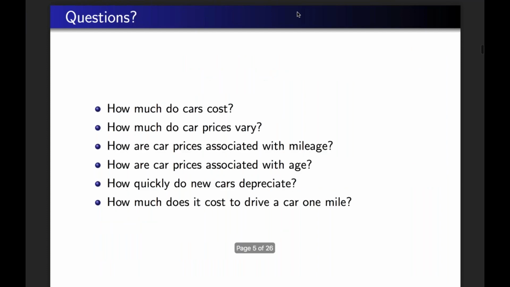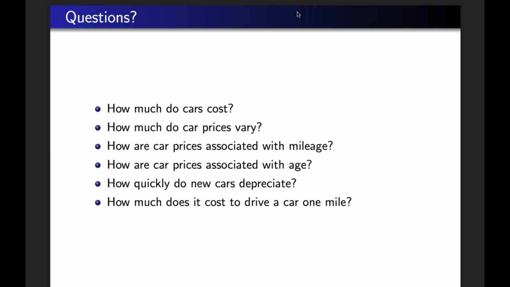And this immediately raises questions that I think are of interest to students. To begin with, how much do cars cost? I'm sure there are a lot of car-mad students who know to a detail what cars cost, but other students may not be as familiar with that. And we know that not only is the mean important, but also measures of variability. So how much do these prices vary?